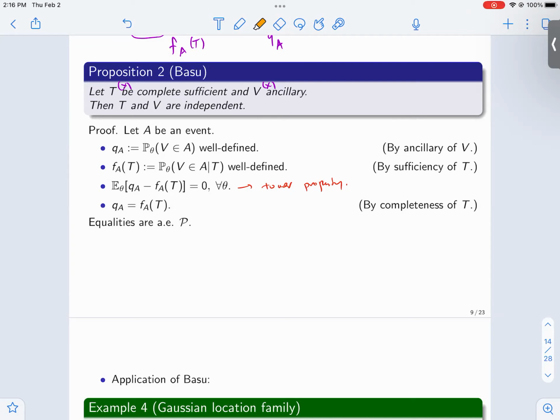I don't have an example, but if you are interested, you can try to construct an example where you have a minimal sufficient statistic and an ancillary statistic, and they're not independent. Generally speaking, these guys were good. So if it was possible to reduce it, they would. So my guess is that's not possible. Okay.